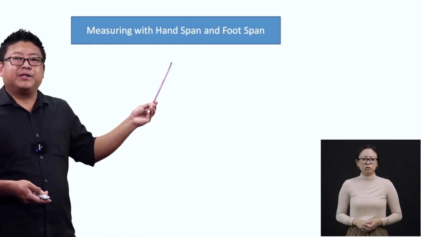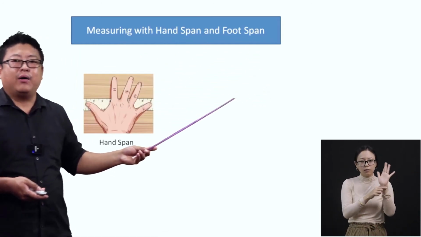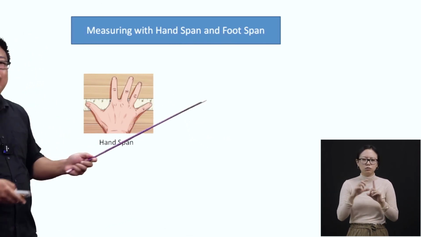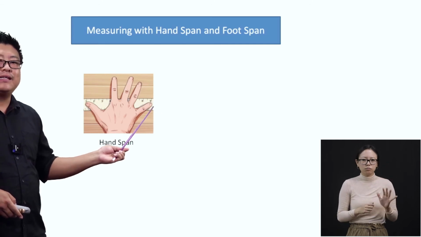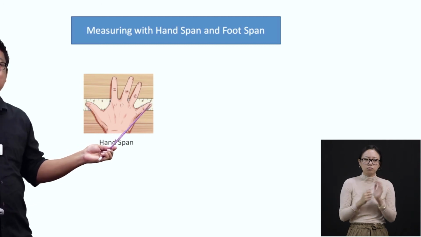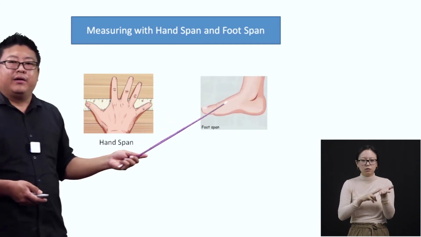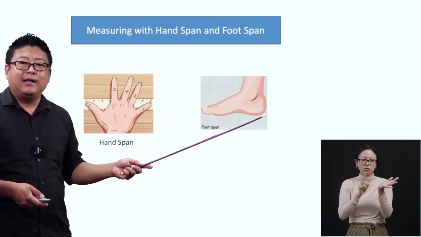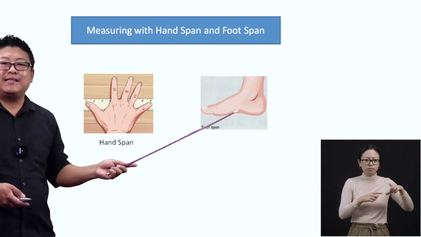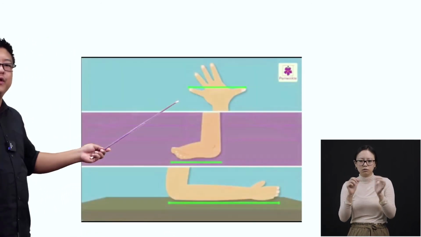Another way to measure is measuring with hand span and foot span. Now, if you look here, when you spread out your hand like this, you will see the hand span. That means from this tip of the little finger to the tip of your thumb, this distance is called your hand span. Okay? And similarly, for your foot span, from your heel till your toe. All right? Till the tip of your toe. So this distance is called your foot span. To understand this, let's look at this short video here.